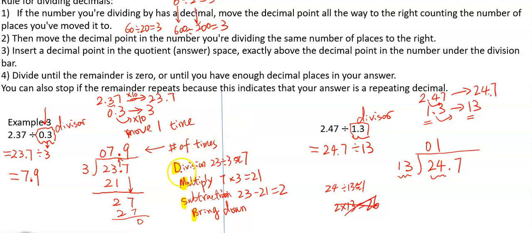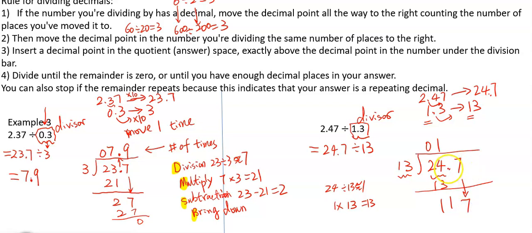And next, so we did a division. 24 divided by 13 is roughly only 1 time, not 2 times. So next, we're going to do multiplication. The multiplication is going to be the answer we got, 1 time times 13. So 1 times 13 gives us 13. And next we do subtraction. So we're going to do 24 minus 13. 4 minus 3 is 1. 2 minus 1 is 1. And next we're going to bring down. So we did a subtraction, now we do bring down. So we bring down the next digit, 7.